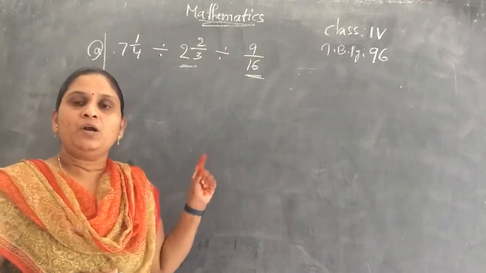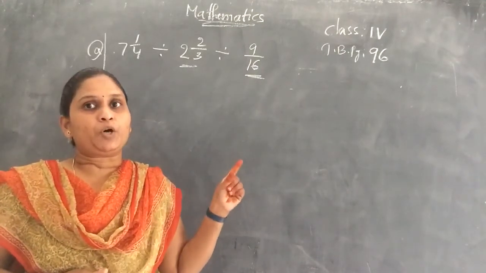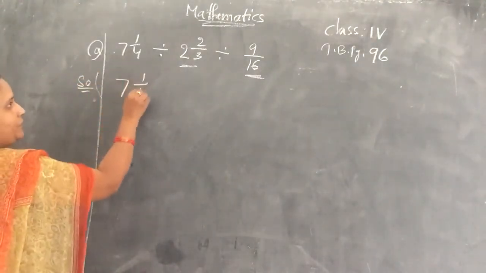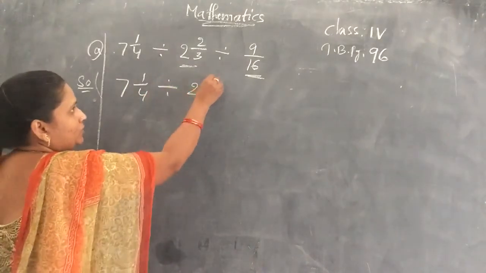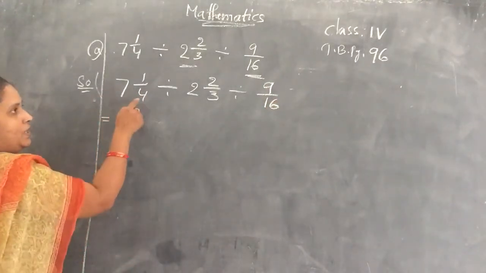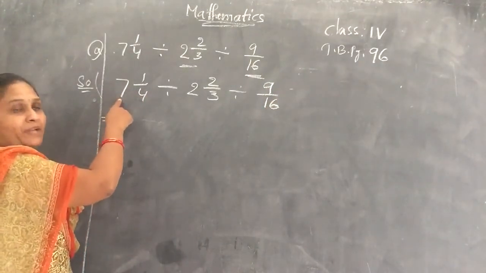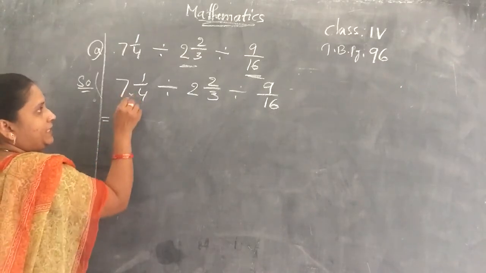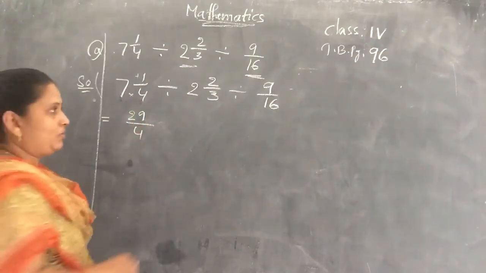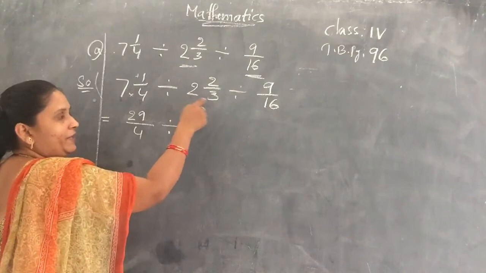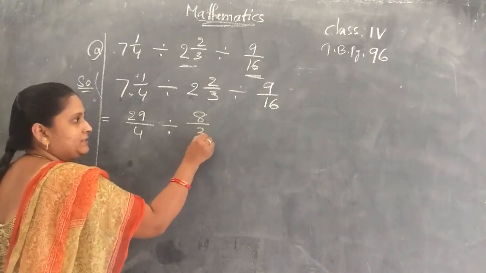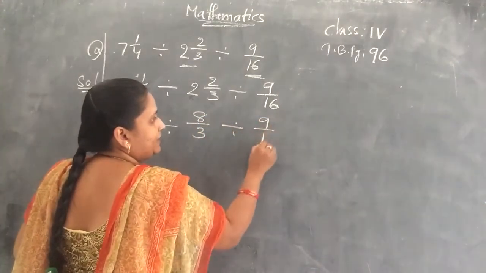So first we have to change these mixed fractions into improper fractions. Now the solution. Copy the same sum: 7 1/4 divided by 2 2/3 divided by 9/16. Now change the mixed fractions into improper fractions, children. 7 4s are 28, 28 plus 1, 29/4. Then 2 3s are 6, 6 plus 2 is 8/3, divided by 9/16.